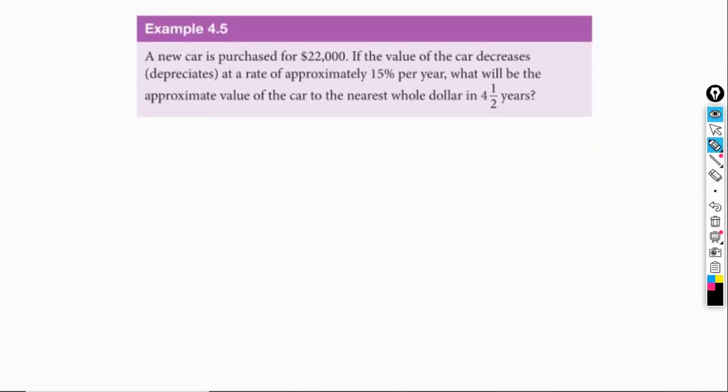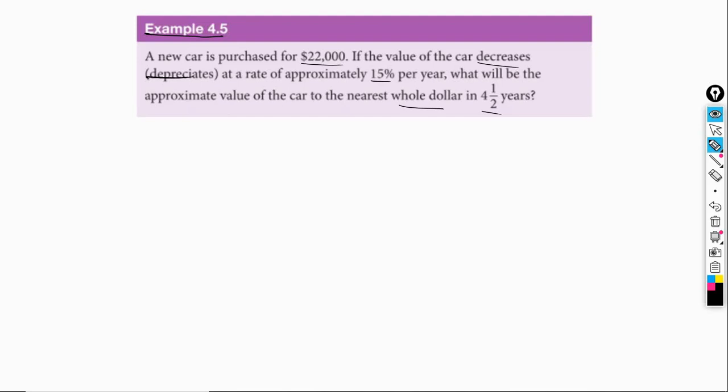So now we're going to take a look at example 4.5, which is the last one on this video. And it says a new car is purchased for $22,000. If the value of the car decreases or depreciates at a rate of approximately 15% per year, what will be the approximate value to the nearest whole dollar in 4.5 years?